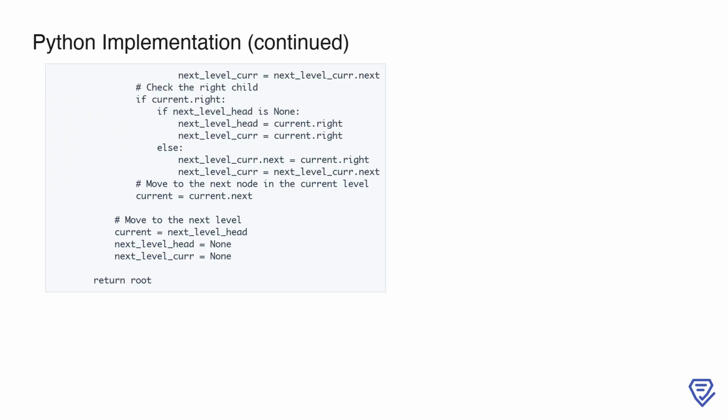After finishing all nodes in the current level, we move to the next level by setting current to next_level_head, and we reset next_level_head and next_level_cur to none in preparation for the level below. Finally, when all levels are processed, the root node with its updated next pointers is returned.